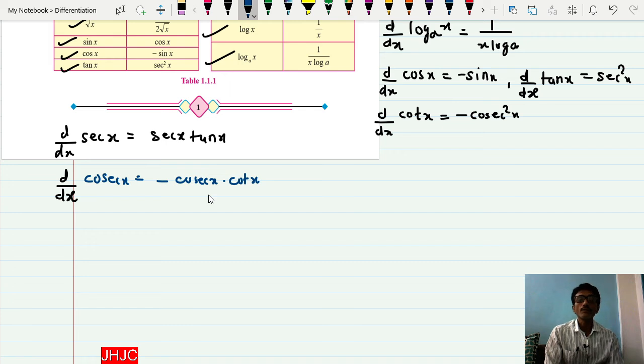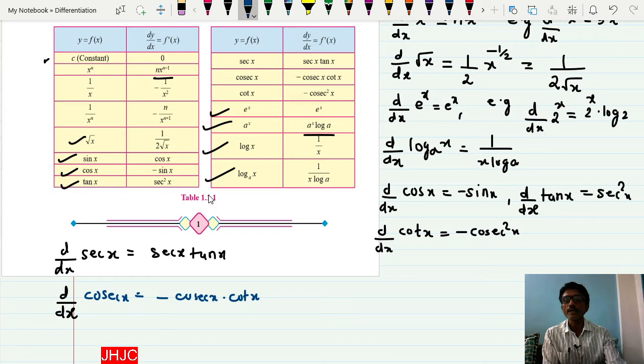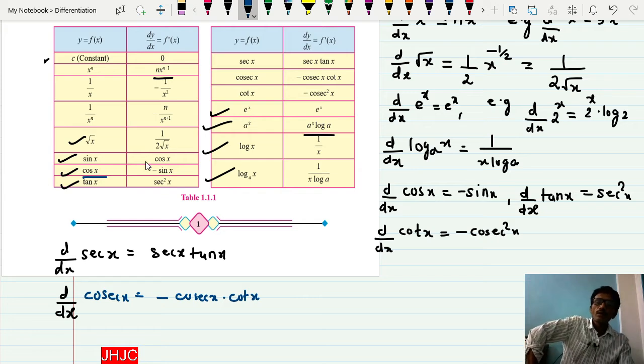Here are the derivatives of these 6 trigonometric functions: sin x, cos x, tan x, sec x, cosec x and cot x. You will observe that the derivative of a trigonometric function which starts with c is negative. Derivative of cos x is minus sin x, derivative of cosec x is minus cosec into cot x, derivative of cot x is minus cosec square x. So this is the formula for derivative of standard functions.